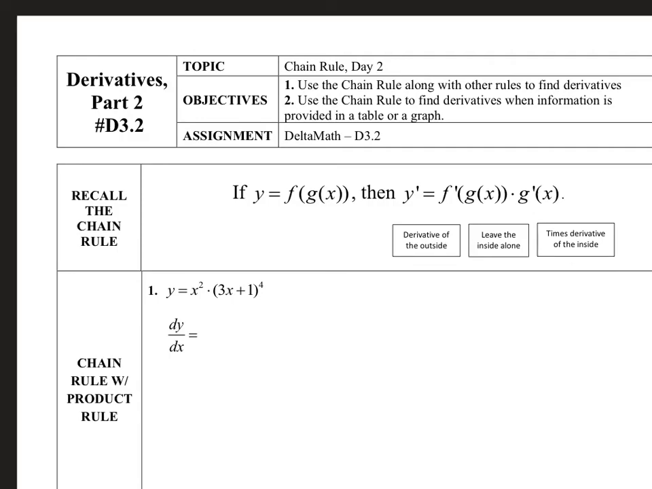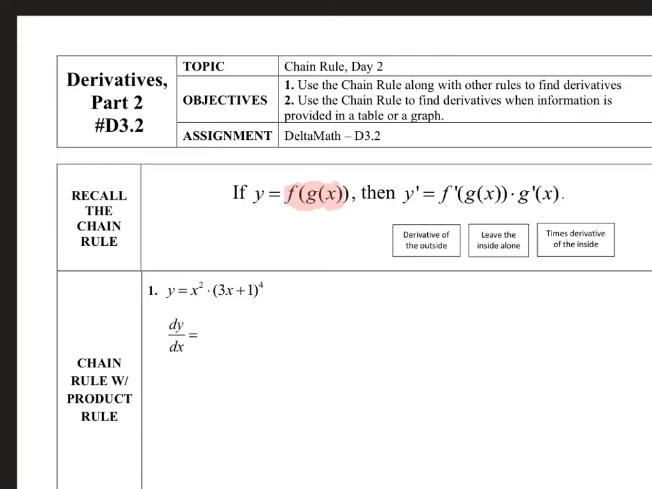This video is going to take us through some more chain rule problems. So we're going to look at how to combine it with other rules and how to use tables and graphs in doing this. So just a refresher on what the chain rule is. It's used to differentiate a composite function.